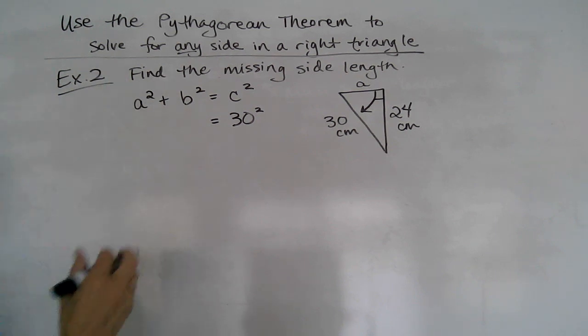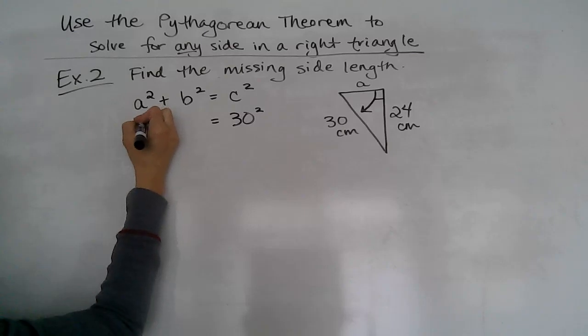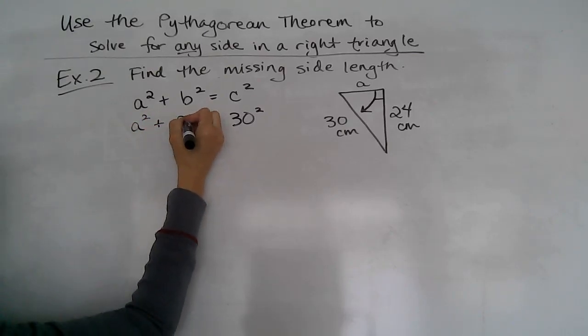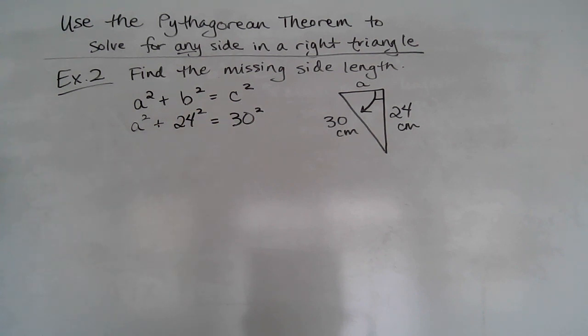So let's go ahead and add in our value for B, which is 24, and we need to square that. So now you can see it's a little bit different. We aren't going to just square and add and get our answer. We have an equation that we will have to solve. And before you can solve the equation, you do need to simplify.